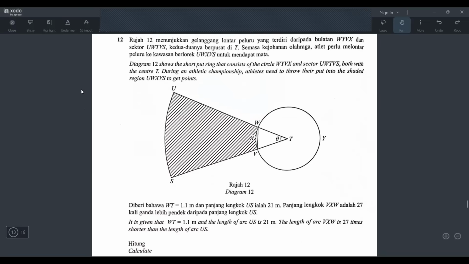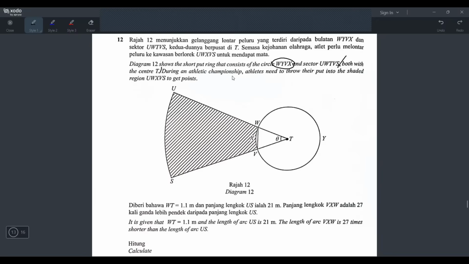Okay, number 12. Let's read the question. I think this is a solid geometry, sorry, circular measure. Okay, let's read. Diagram 12 shows the shot put ring. It means like the shot put throw. That consists of the circle WYVX. Wait, where? Oh, this one. WYVX. So this is the shot put ring that consists of a circle and the sector UWTVS. Okay, so this is the big sector, both with the center T. So they both have the same center.